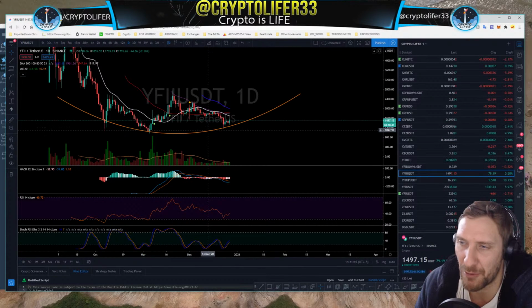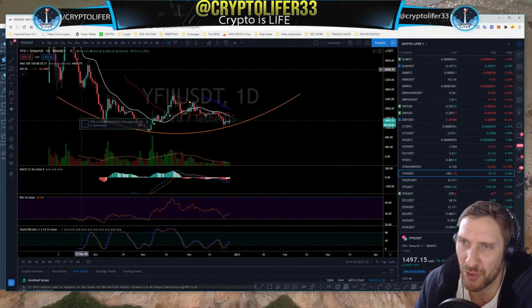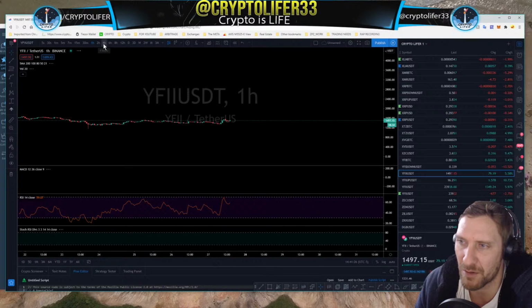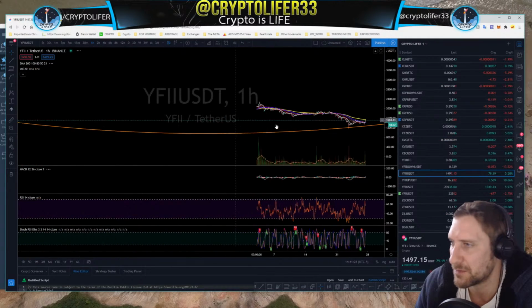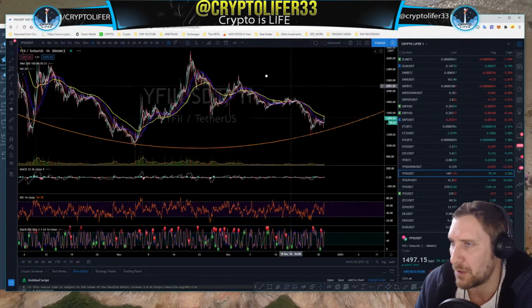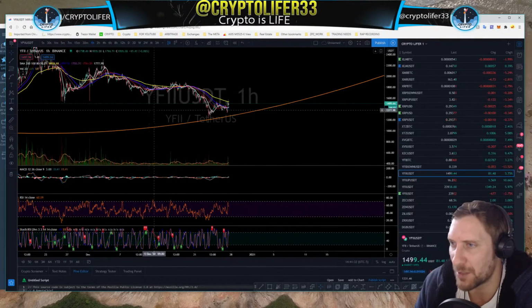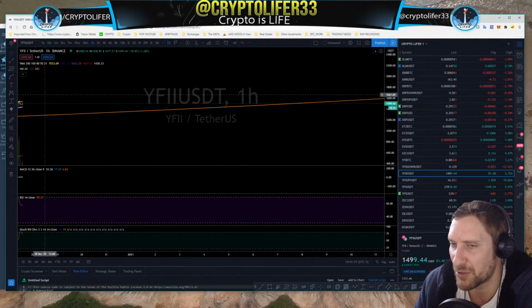Hit the bottom of the pattern, which you can see down here, right around there, wicked back up, and now it's in the accumulation zone. Let's take a look at the 1 hour and the 4 hour and see what this really looks like. Forming a falling wedge here, and then forming a double bottom pattern. Very interesting, and it's bullish.